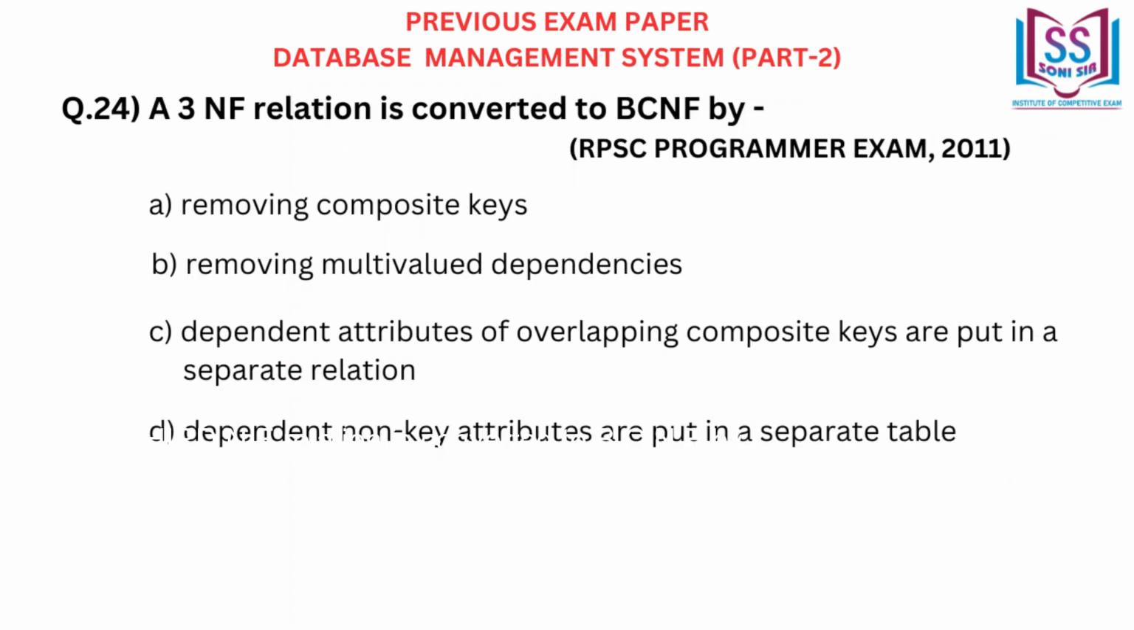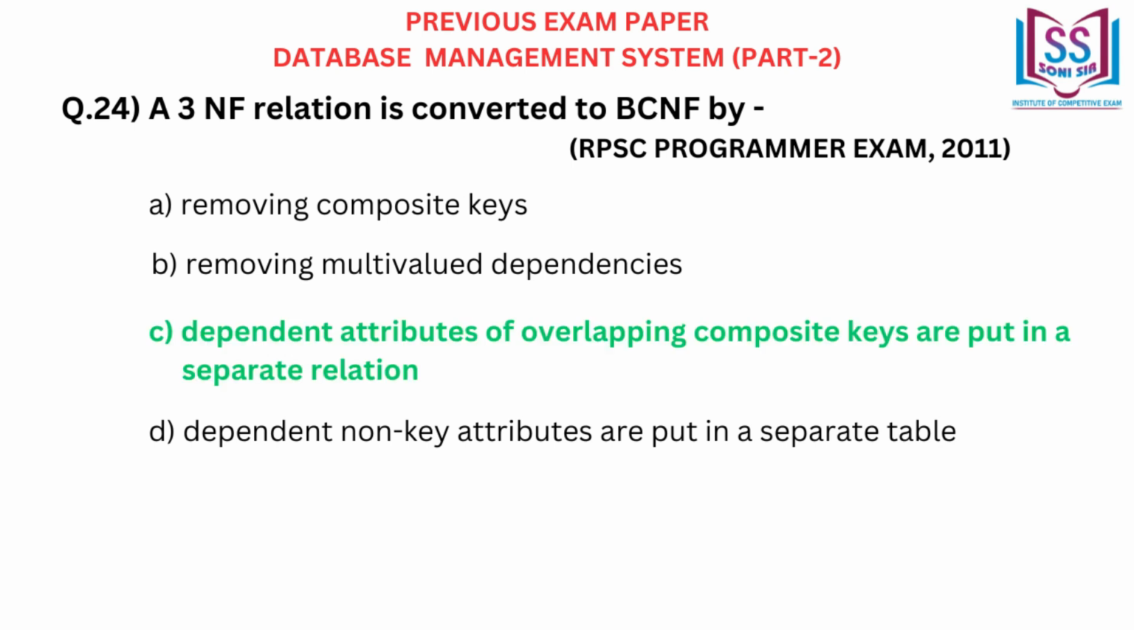A third NF relation is converted to BCNF by: A. Removing composite keys. B. Removing multivalued dependencies. C. Dependent attributes of overlapping composite keys are put in a separate relation. D. Dependent non-key attributes are put in a separate table. Correct answer C. Dependent attributes of overlapping composite keys are put in a separate relation.